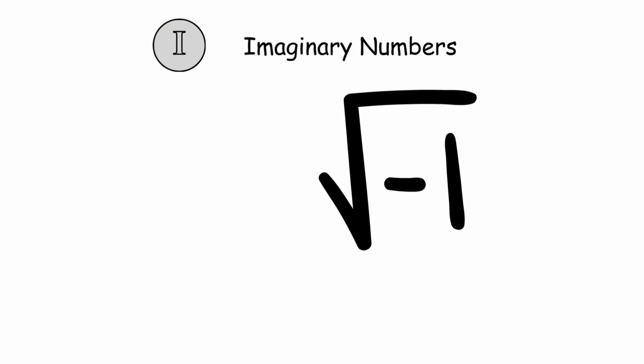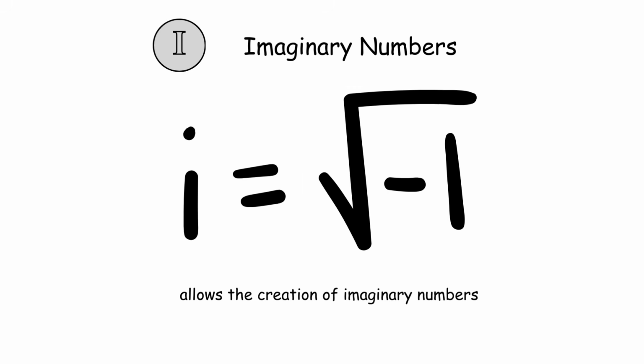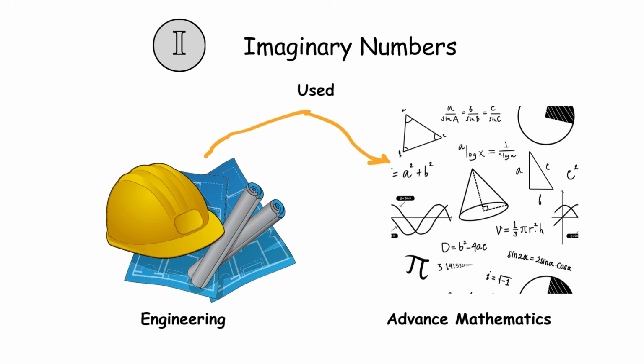Imaginary numbers are numbers that involve the square root of negative numbers. In real number math, it's impossible to find the square root of a negative number. To solve this, the symbol i is used, where i represents the square root of -1. This allows the creation of imaginary numbers, which are essential in fields like engineering and complex mathematics.